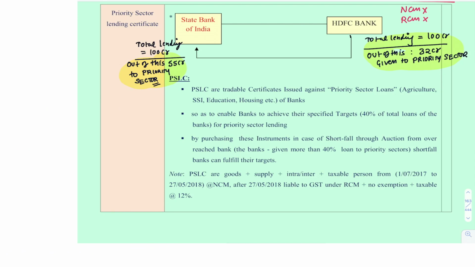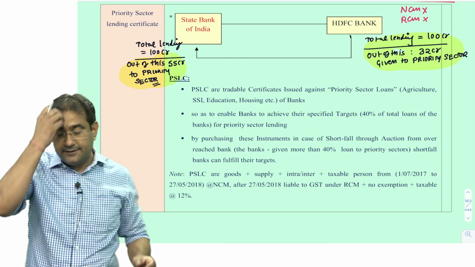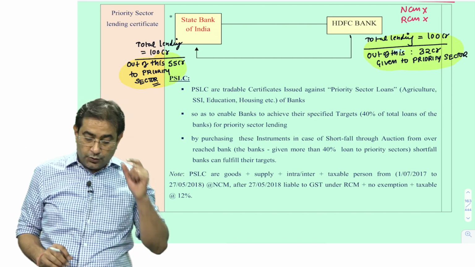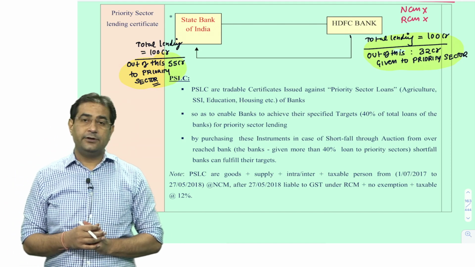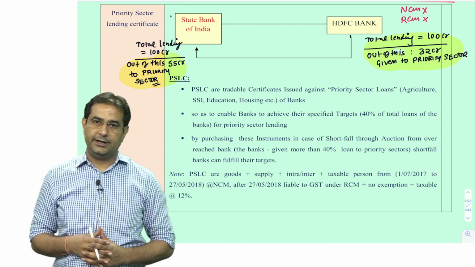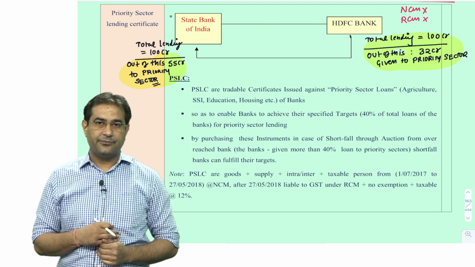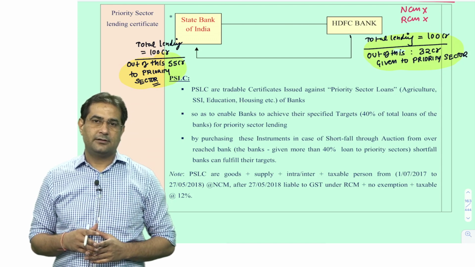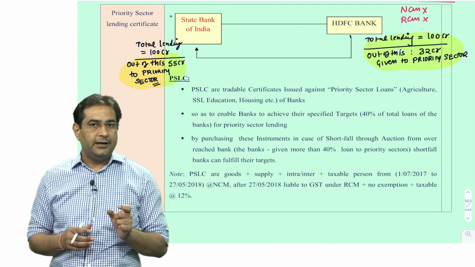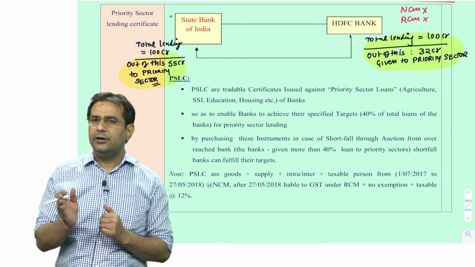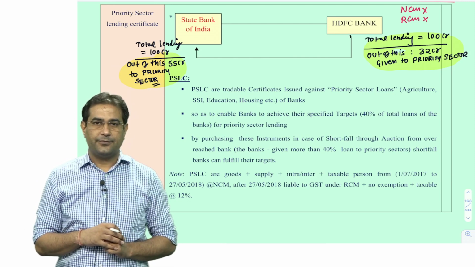Okay, sir. Now what to do? HDFC Bank is in problem. So here there was a concept, developed by the Reserve Bank of India, that an overreached bank may sell priority sector lending certificates to the banks which are unable to meet the target, for a consideration.